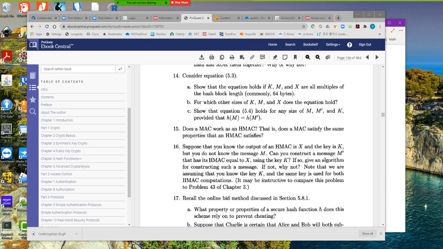Suppose that you know that the HMAC is X and the key is K, but you don't know the message M. Can you construct a message M prime that has its HMAC equal to X using the key K? Give an algorithm for constructing such a message, and if not, why not? Note that we are assuming that you know the key, and the same key is used for both HMAC computations. It may be instructive to compare this problem to problem 43 of chapter 3.